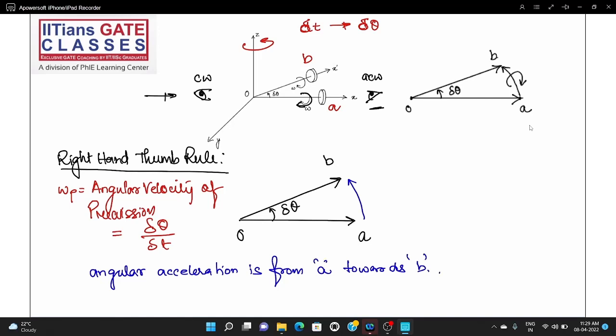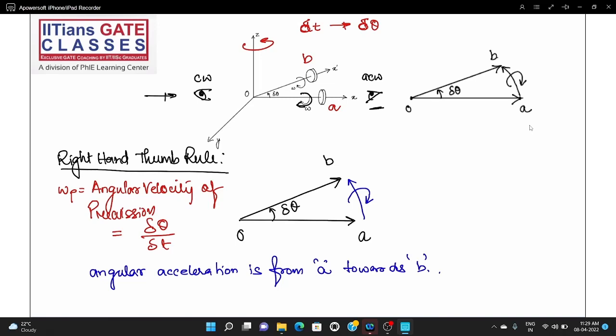So how to determine the direction of angular acceleration? We'll use the right hand thumb rule, but we'll do it in reverse. Point your thumb in the direction of the vector. The vector is from A to B, so point your thumb from A towards B. Then curl your fingers. You'll notice that your fingers curl this side. So this is the direction of angular velocity.